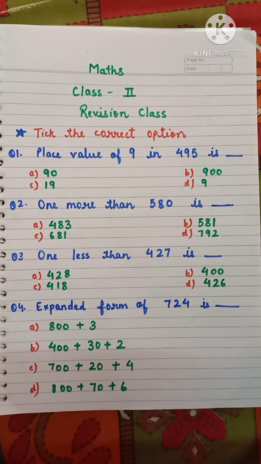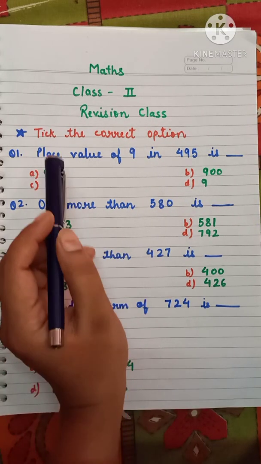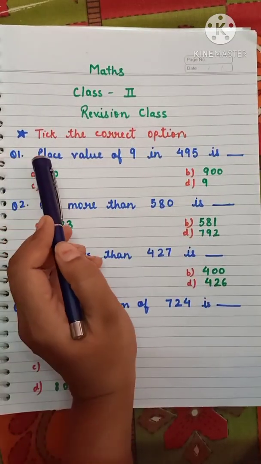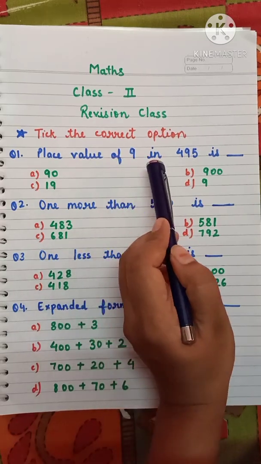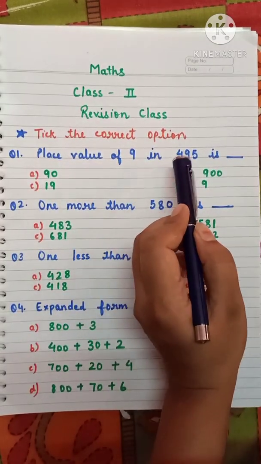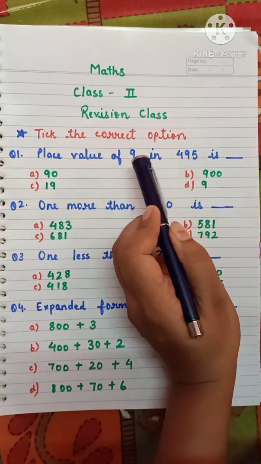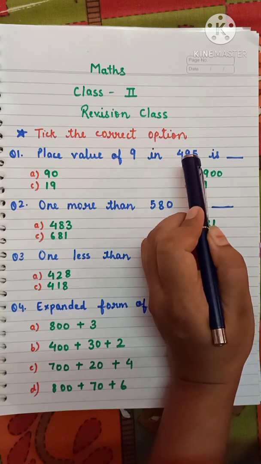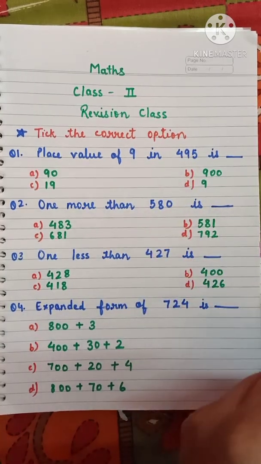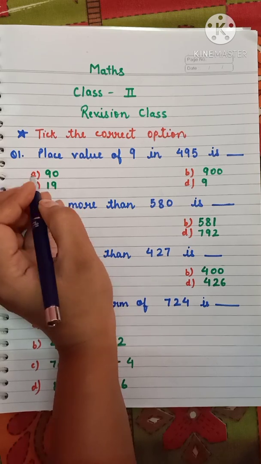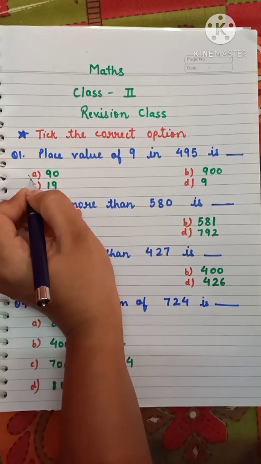Let's start our revision class with question number 1. Take the correct option. Place value of 9 in 495 is. So in 495, 9 is in the tens place. So the place value of 9 is 90. Look here, here is the number 90. So A option is correct.